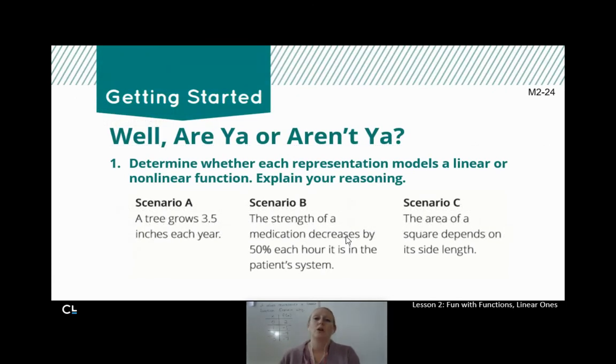So to get things started, we're on page M2-24. Determine whether each representation models a linear or a non-linear function. Be sure to explain your reasoning. So I've got 3 scenarios here, scenario A, B, and C. We also have some equations. We also have some graphs. I can only fit so much on my page at a time. For every single one of these, can you go through and decide whether or not it's linear? And make sure you can tell me why. Go ahead and hit pause to go through all of these on page 24, and then hit play when you're ready to check your work.